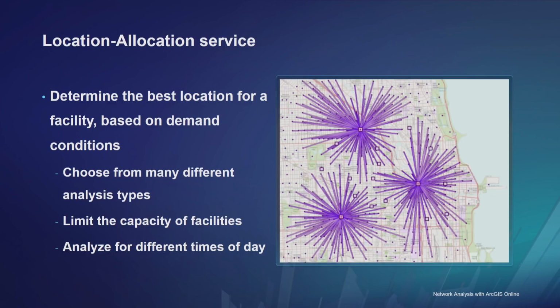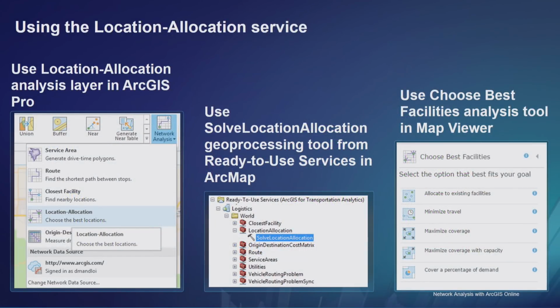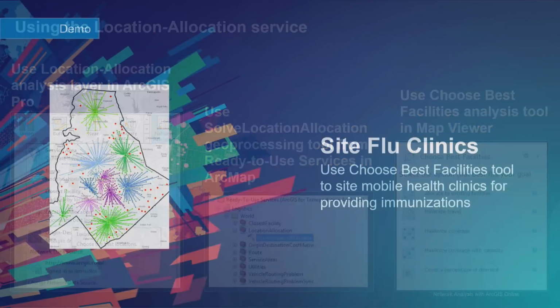And are you showing a demo on this, right? Yes. And Dilesh is going to show a demo, so we won't go into too much detail about it right now. Using it within ArcGIS Pro, it's called Location-Allocation. In ready-to-use services, it's called Solve Location-Allocation. And then in the map viewer, it's Choose Best Facilities, just to confuse everyone. But that's the tool we'll use, and you can see in this a couple of the different types of goals for solving that problem, and I think Dilesh will talk more about that during his demo. So let's see it.